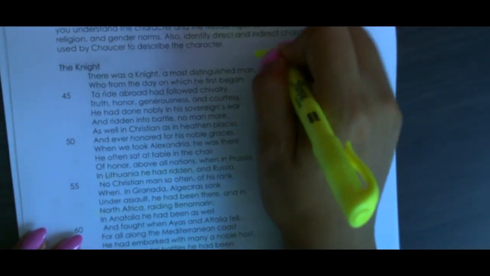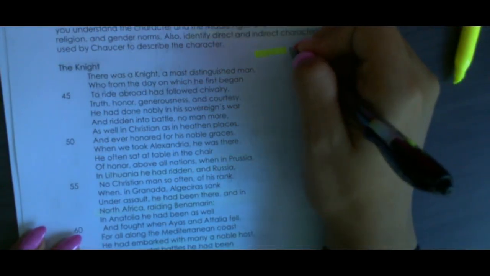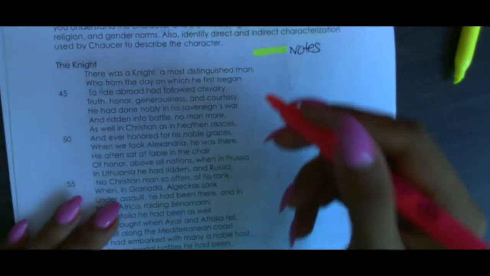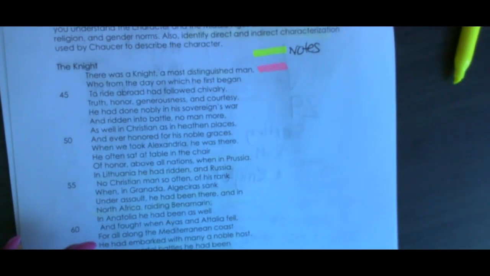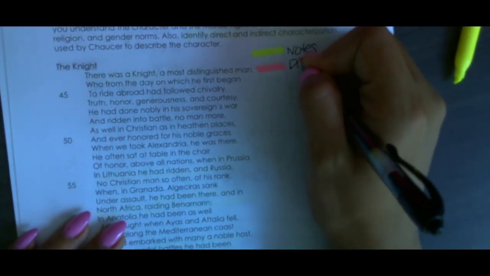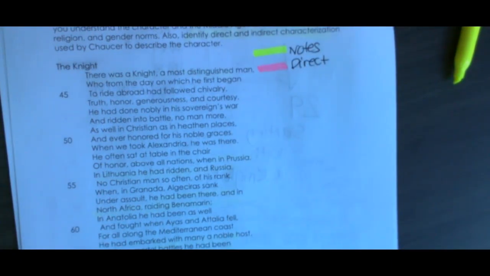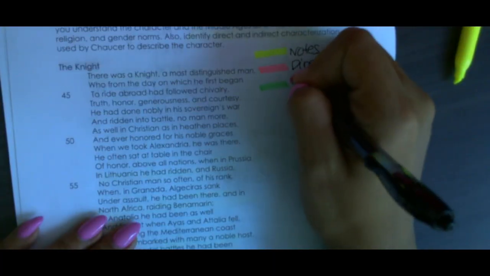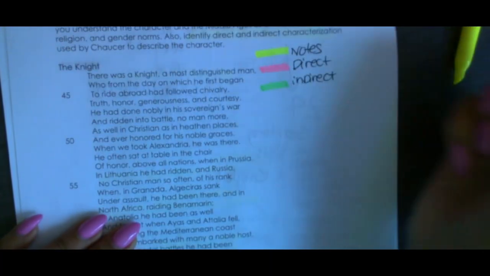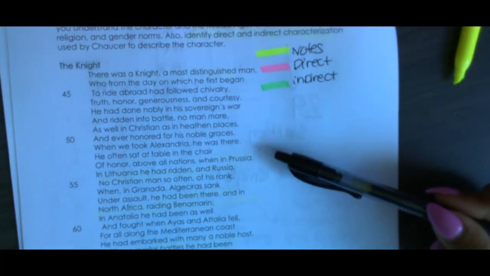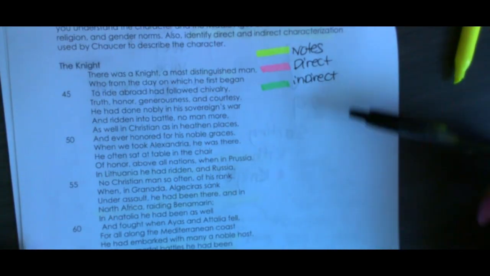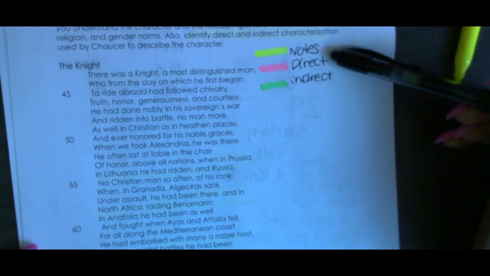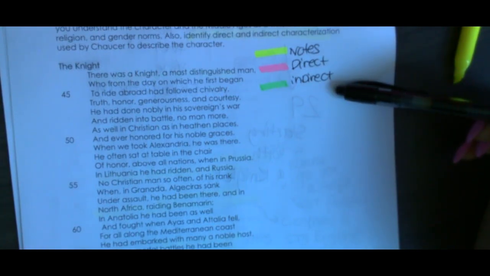For me, I'm going to use yellow for whatever notes I want to put, just because I'm going to have my own opinions. I'm going to do pink for direct characterization. And I'm going to use green for indirect characterization. So I'm going to show you guys how to do the knight, the squire, and then you are going to have to show me that you can do direct and indirect characterization and notes for the shortest one today, and his name is the Yeoman.